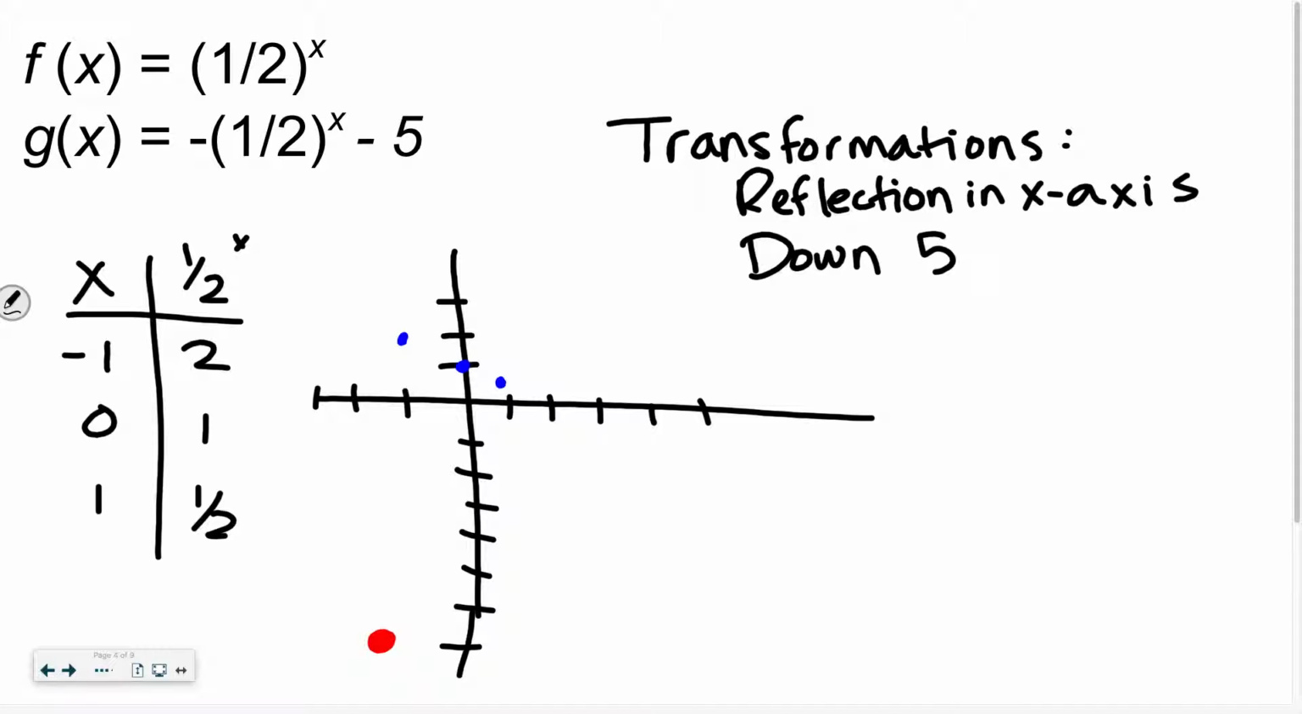So now I'm at the second point, which is at (0, 1). Reflect it so it's at (0, -1), and then go down 5: 1, 2, 3, 4, 5. And then do this one, (1, 1/2). Reflect it, go down 5: 1, 2, 3, 4, 5.